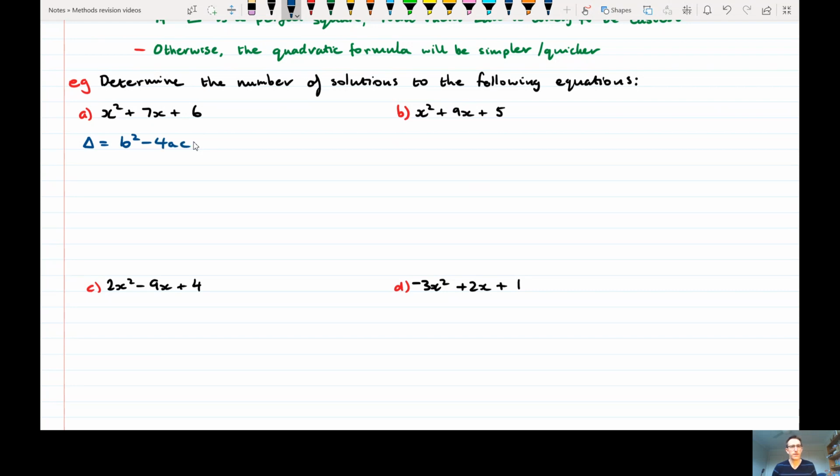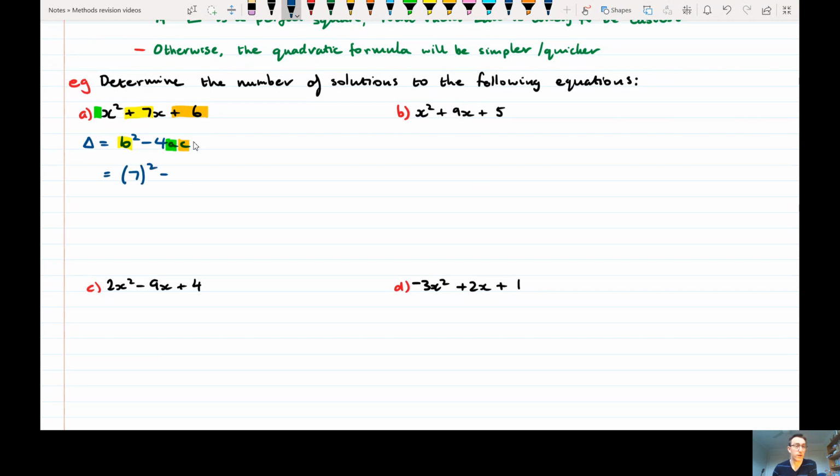Minus 4ac. Remember, a is the coefficient in front there, b is the 7, the coefficient of the x, and c is the constant term at the end. So I'm just going to substitute those values in. So you find b is 7 like that.